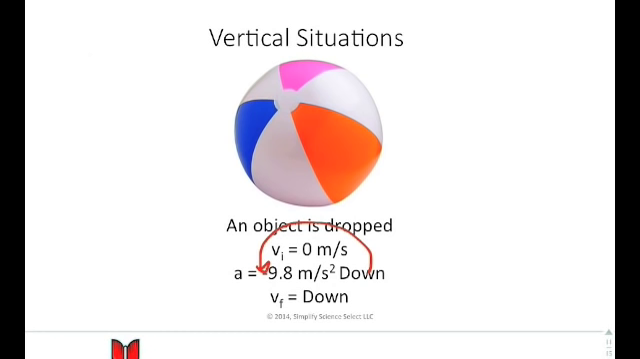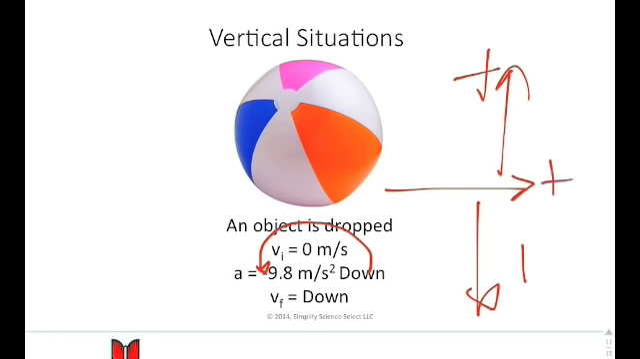We always refer to up as being positive and down as being negative, just like we refer to right as positive and left as negative. That's kind of what we do in math class as well, so it should make sense. And we should know that our final velocity should be down. Whenever something's dropped, it's going to move down. It's not going to shoot up.